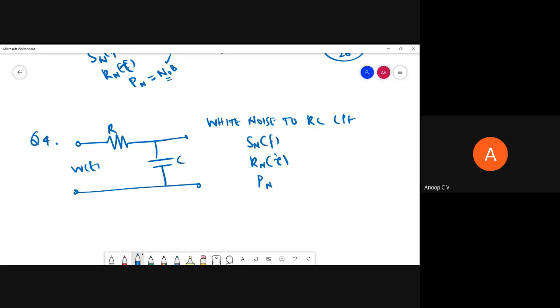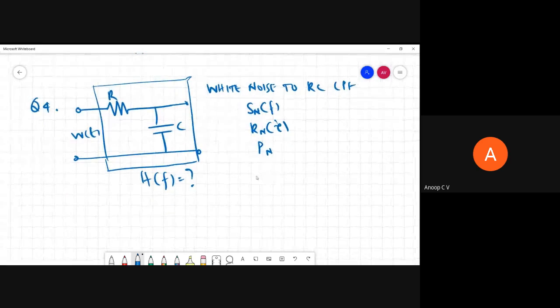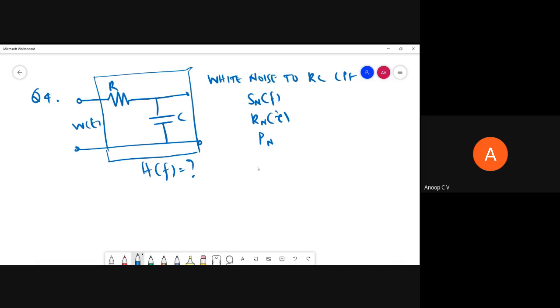For that, consider this as a system, an arbitrary low pass filter with frequency response H of f. What is this frequency response? Does anyone know the frequency response of an RC low pass filter? The frequency response is nothing but the Fourier transform of V out by V in. Can you please type it in? You can make wild guesses, not a problem. The question is, what is the frequency response H of f of an RC low pass filter?